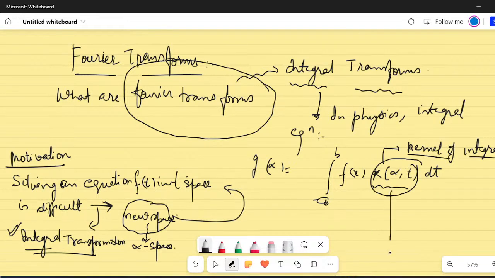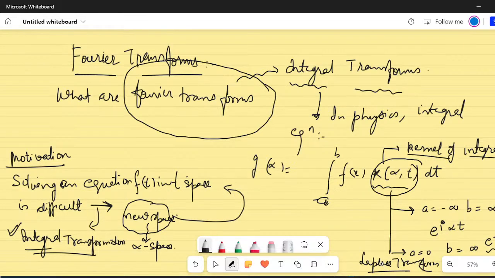So for example, if you are talking about the Fourier integral, a is minus infinity, b is equal to infinity, and e to the power iota alpha t, or e to the power minus iota alpha t, whichever suits you, is the kernel of a Fourier transform. Similarly, if I take a equal to 0 and b equal to infinity, and k of alpha comma t is e to the power minus st, this is your Laplace transform. There are many other transforms as well, like for example the Mellin transform and the Hankel transform.